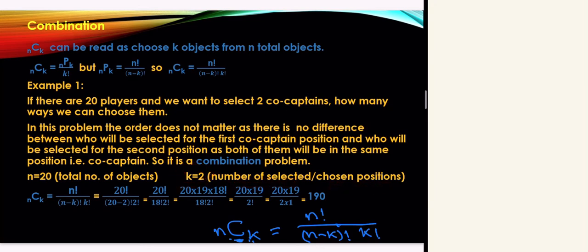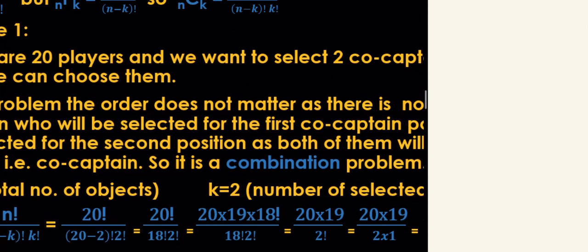Okay, so 20 here, 20 also, minus 2, and then times 2 factorial also here. So 18 factorial times 2. I cannot say that 18 factorial times 2 factorial is equivalent to 20 factorial.